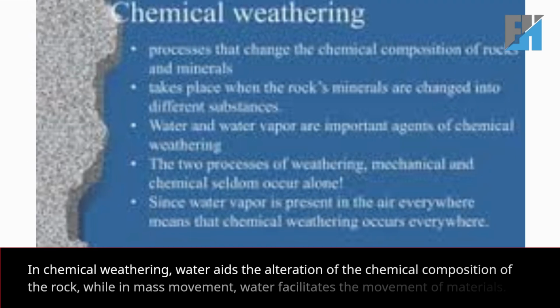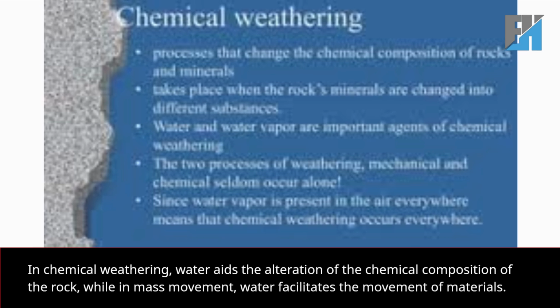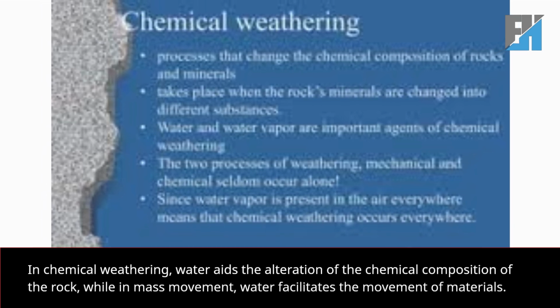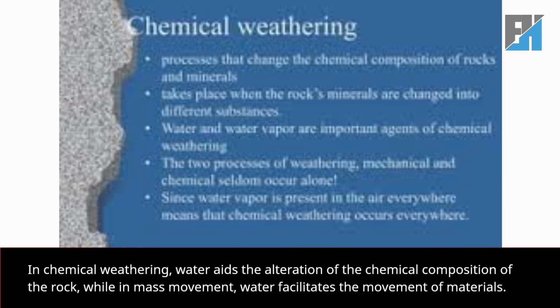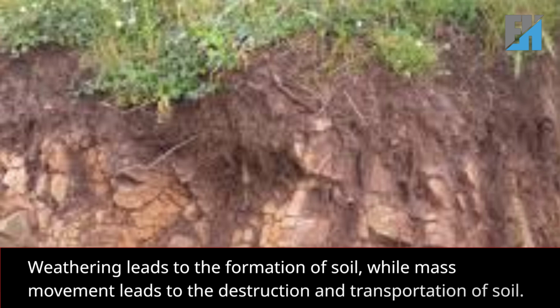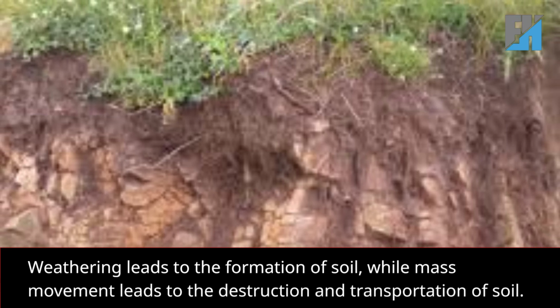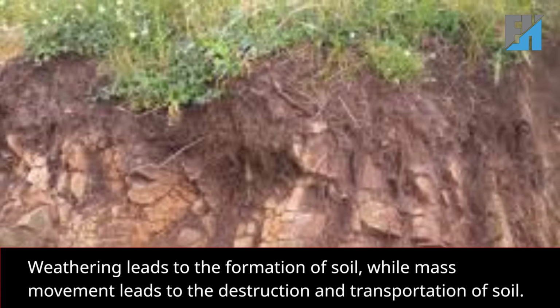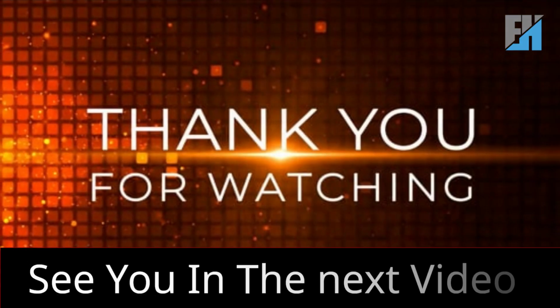In chemical weathering, water aids the alteration of the chemical composition of the rock, while in mass movement, water facilitates the movement of materials. Weathering leads to the formation of soil, while mass movement leads to the destruction and transportation of soil.